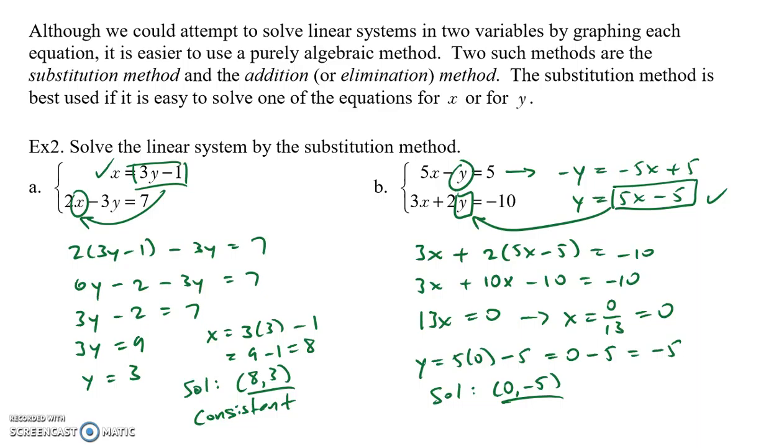So sometimes in using the substitution method, we have to first solve one or the other equation for x or for y before we can actually apply the substitution step. I should just add, as long as that can be done fairly easily, substitution can be a good choice for that particular type of system.